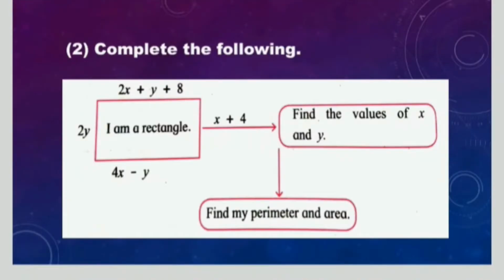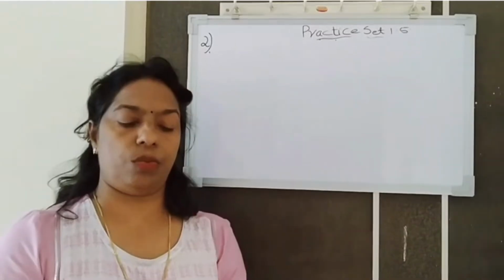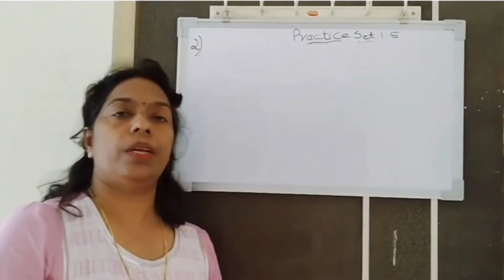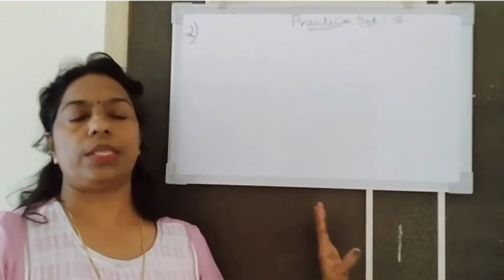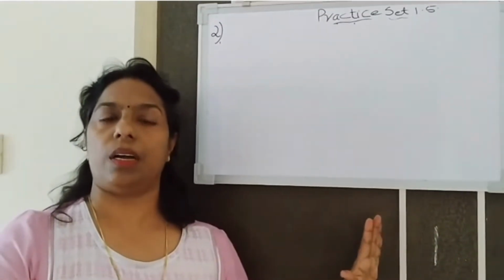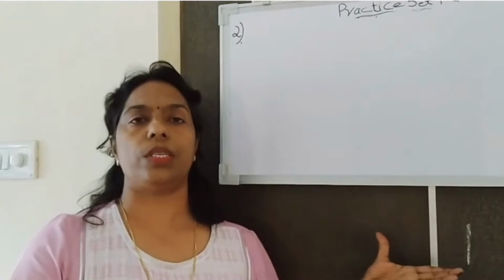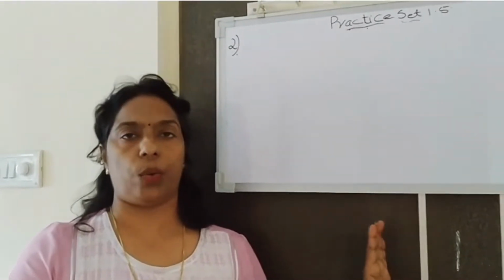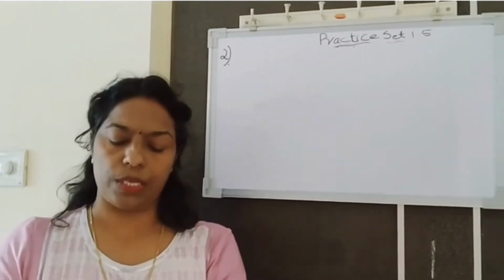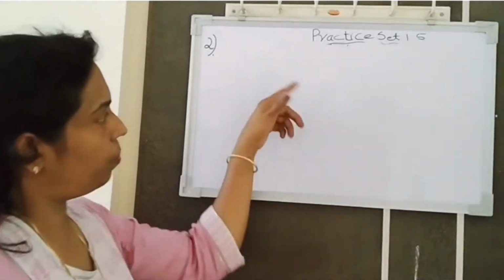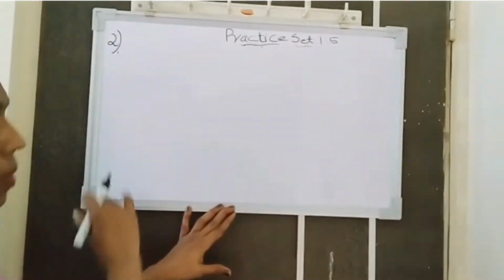Question number 2. Complete the following. The first column, I am a rectangle. All sides are given. Second column, find the value of x and y. And third column, find my perimeter and area. What is the importance of the rectangle? Rectangle means all angles of the rectangle are right angles and opposite sides of the rectangle are of equal length. The four sides are given, then we have to form the equations.